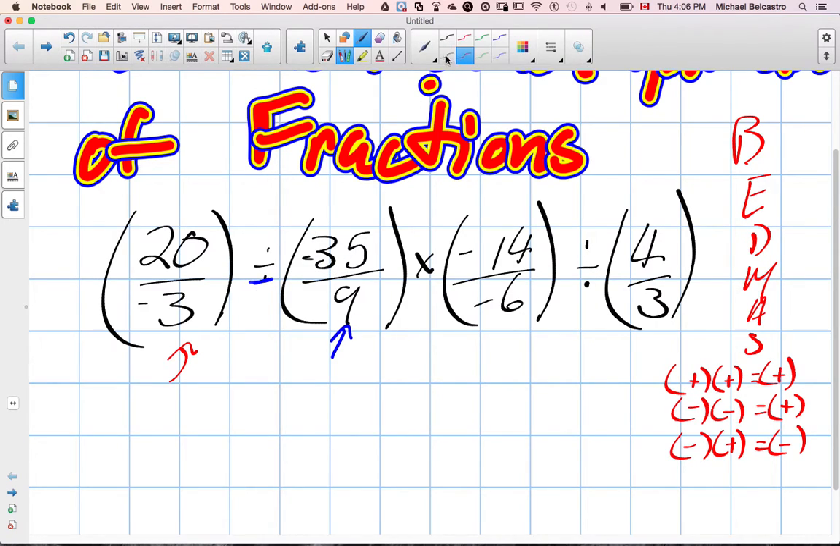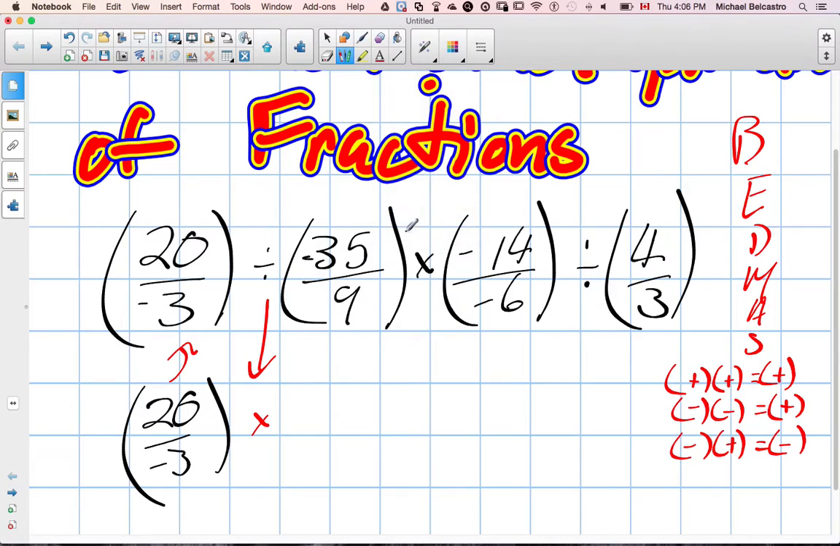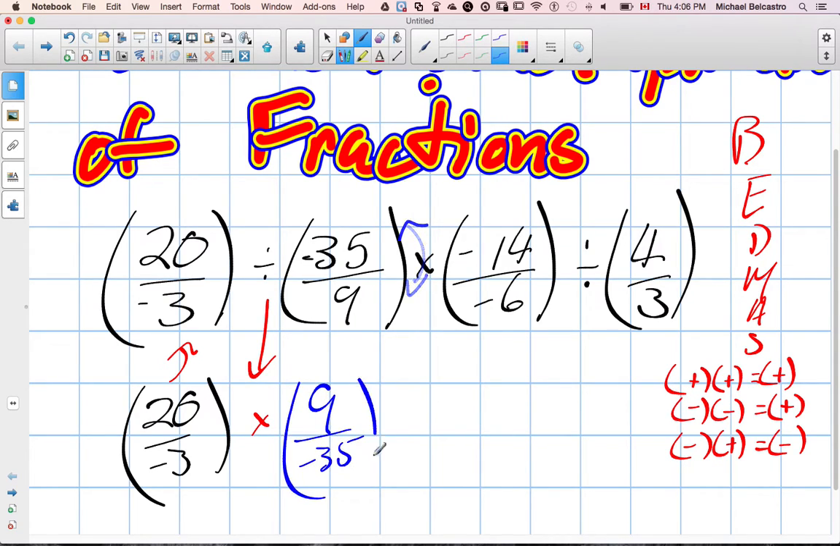So when I go to write it, we have 20 over -3. This now becomes a multiplication question, and we're going to invert this fraction here, okay? So now it's going to become 9 over -35 or -9 over +35. It doesn't actually make a difference, okay? So I'll put it like that. And then I'm just going to bring down the rest of this stuff. Actually, I'm going to turn that to a positive. I'm just going to write it as 14 over 6 and then divide 4 over 3.